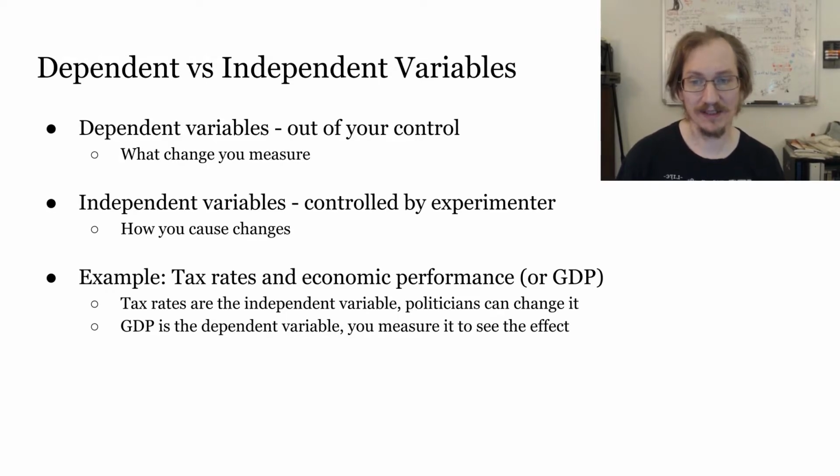A good example of this would be tax rates and economic performance, which you might measure as GDP, or gross domestic product. So tax rates, in this case, are independent variables. It's something that politicians can change, right? They can set the tax rate. And then by looking at the dependent variable, in this case the GDP, you can measure the effect changing the tax rate would have on the gross domestic product. So this is a good example of how independent and dependent variables can interact in an experiment.